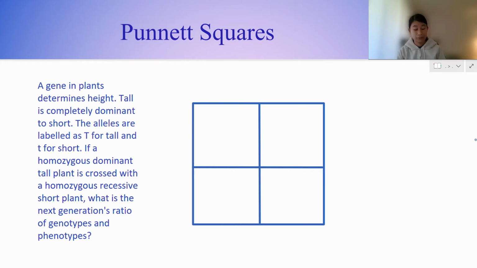The alleles are labeled as T for tall and little t for short. If a homozygous dominant tall plant is crossed with a homozygous recessive short plant, what is the next generation's ratio of genotypes and phenotypes? Now, when we are doing the next generations, meaning that we have to cross two of the parents and produce offspring, well, those offspring's genotypes will go right in this box.